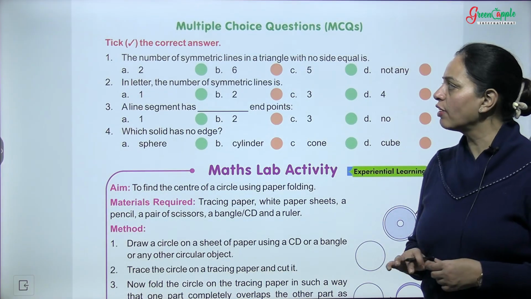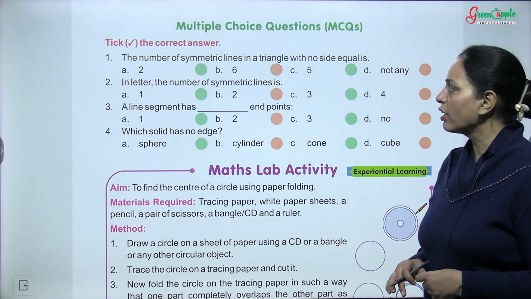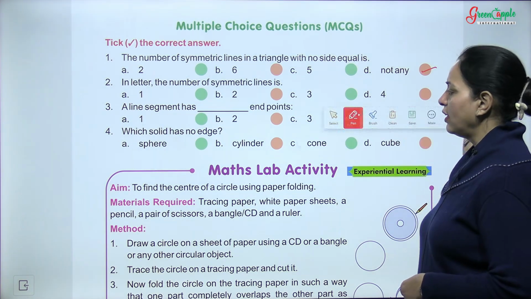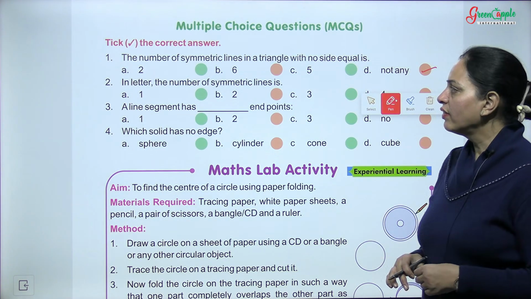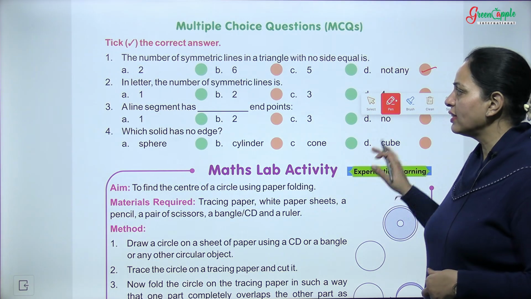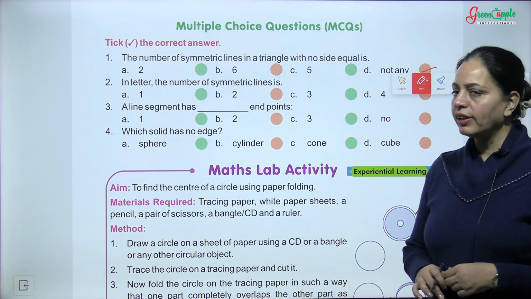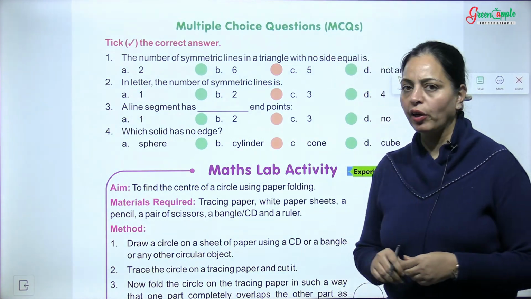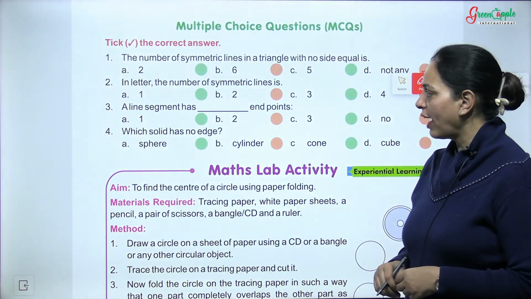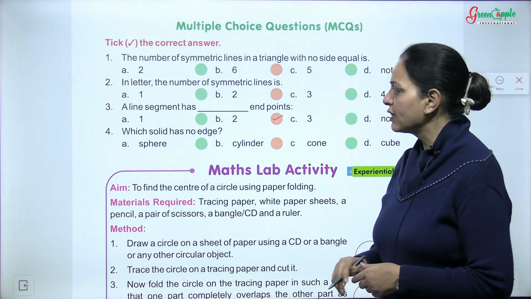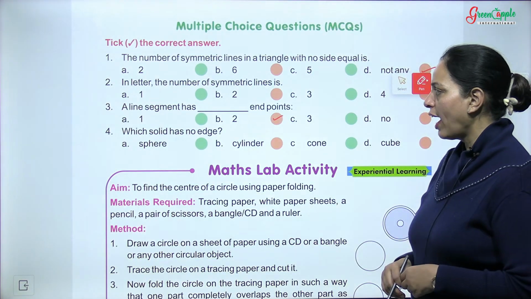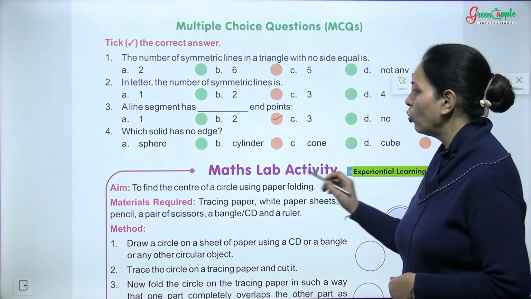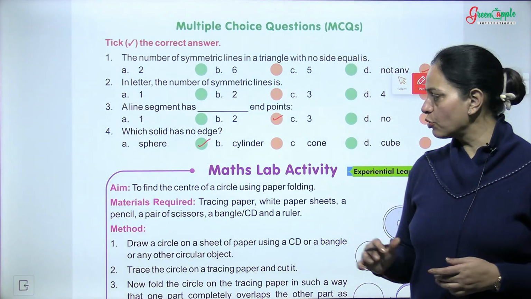Take the correct answer. The first, the number of symmetric lines in a triangle with no side equal. Not any. The second, in the letter, the number of symmetric lines is, so you can try this one. Now the third one, a line segment has dash points. So a line segment has 2 endpoints. Now fourth, which solid has no edge? Sphere, cylinder, cone or cube? Sphere. Now come to lab activity.